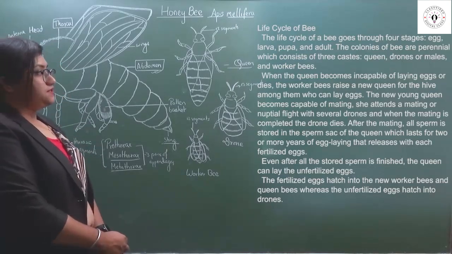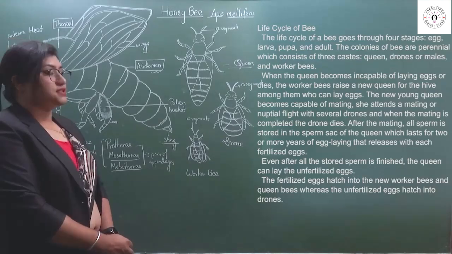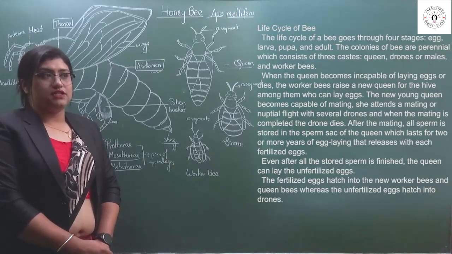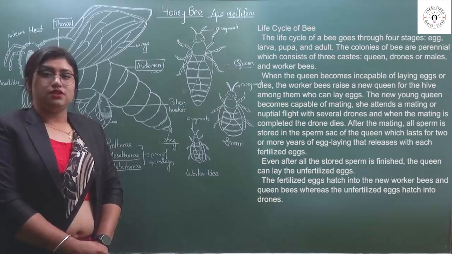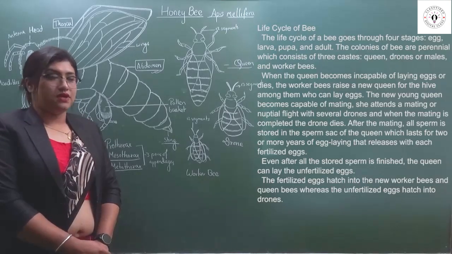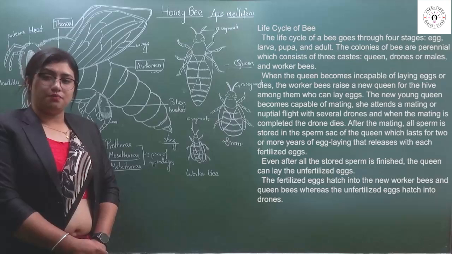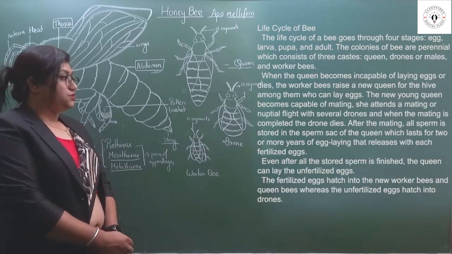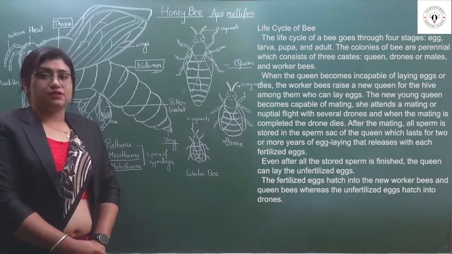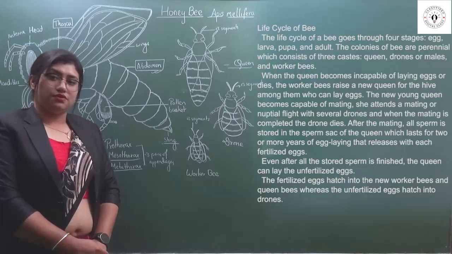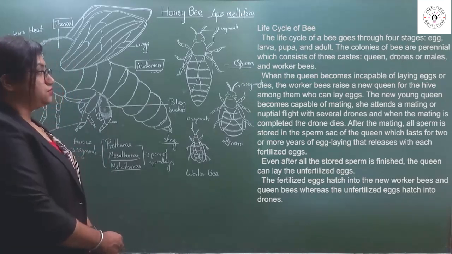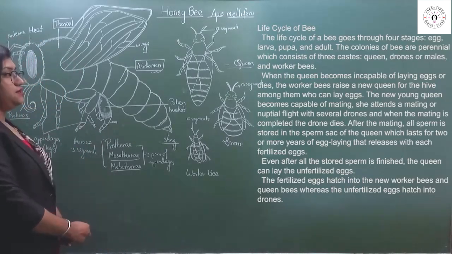The life cycle consists of the different steps to be followed by the honeybee type, in which the queen gets different days for completion of its life cycle, the drone completes its life cycle within different days, and also the worker bee too. So let's go through the slide.